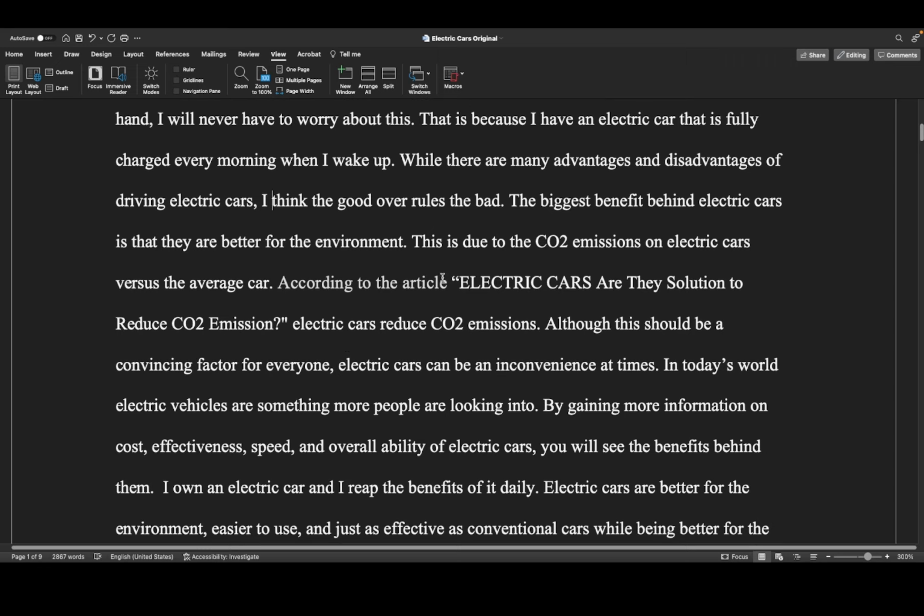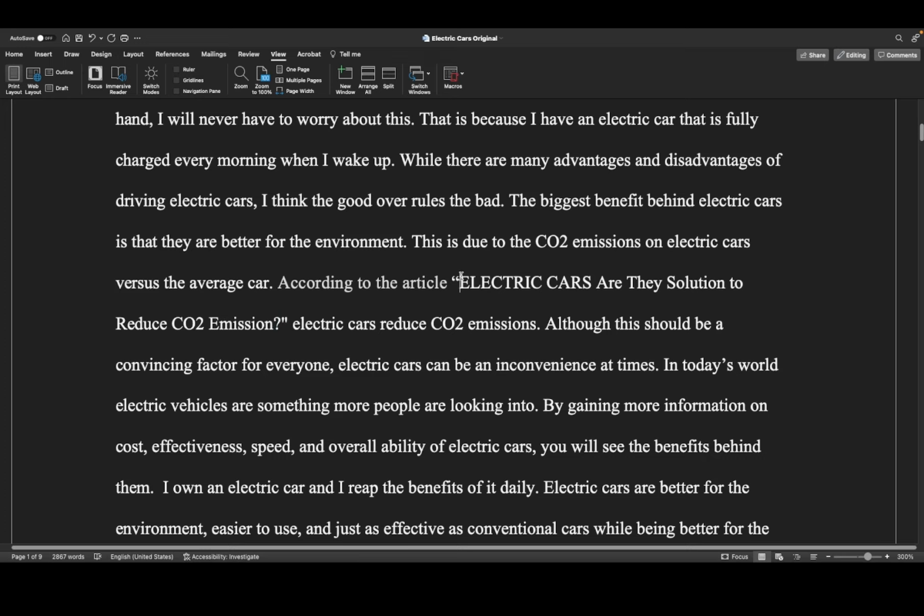According to the article, okay, first big issue here. We've got some stuff we can delete above this, but this is a big issue, because it's awkward here to have "according to the article" and then the article's title. There's also a typo here, right? "Electric cars, are they solution?" We're missing either "the", right? "Are they the solution?" I assume that's what they mean, because it ends with a question mark, and it should be CO2 emissions, not emission.